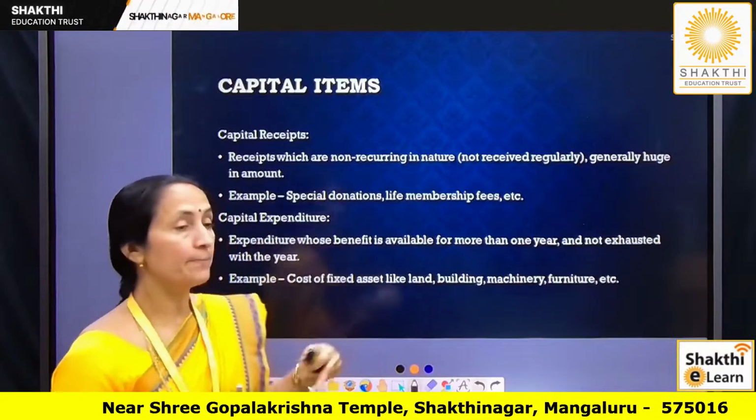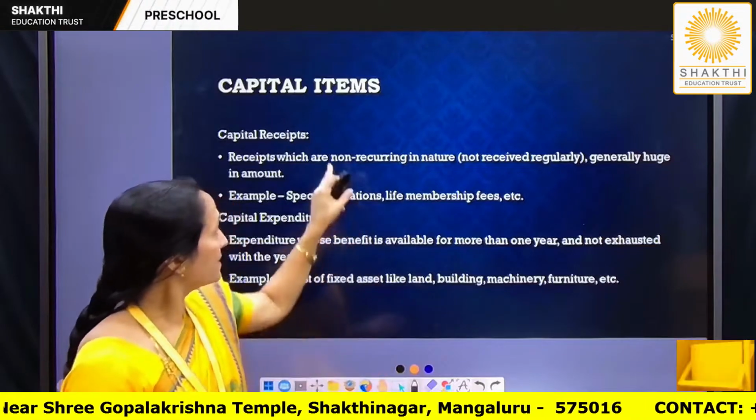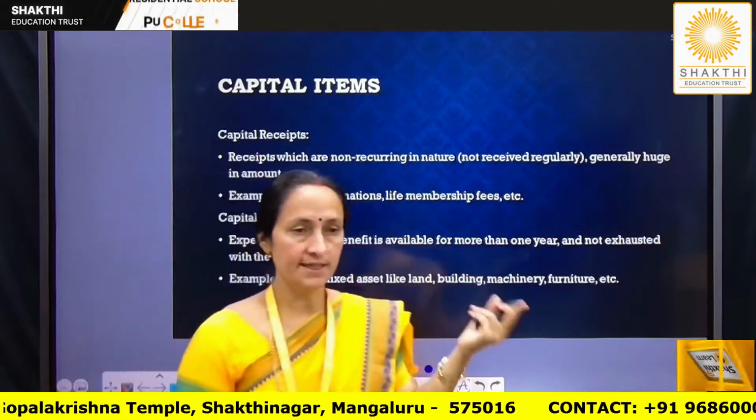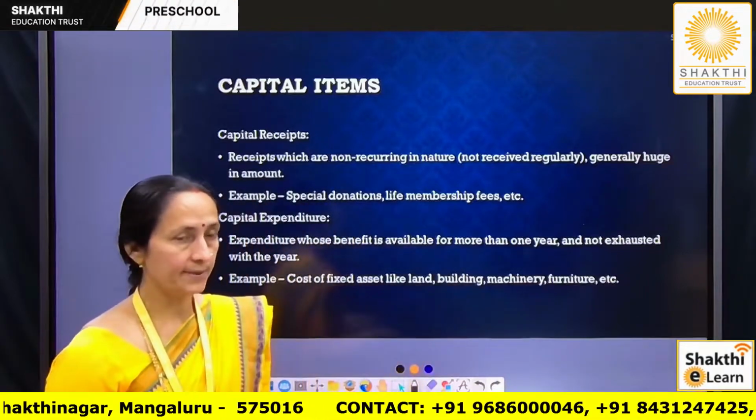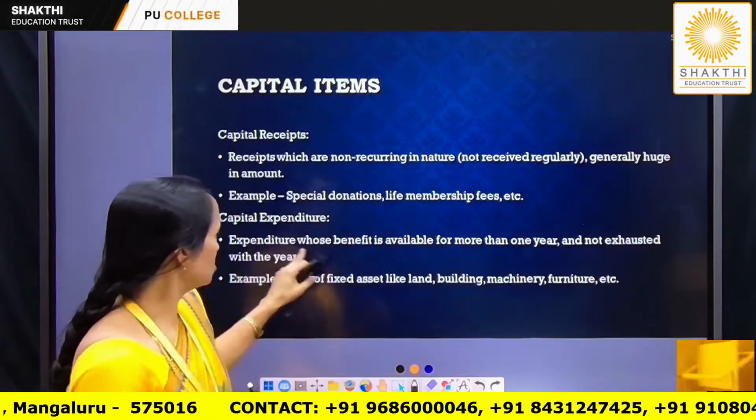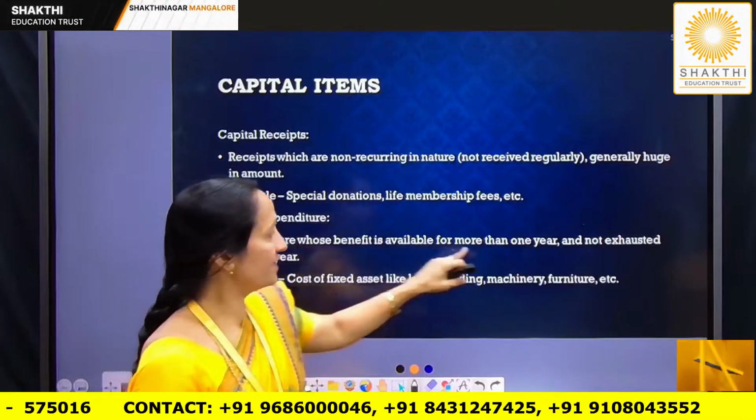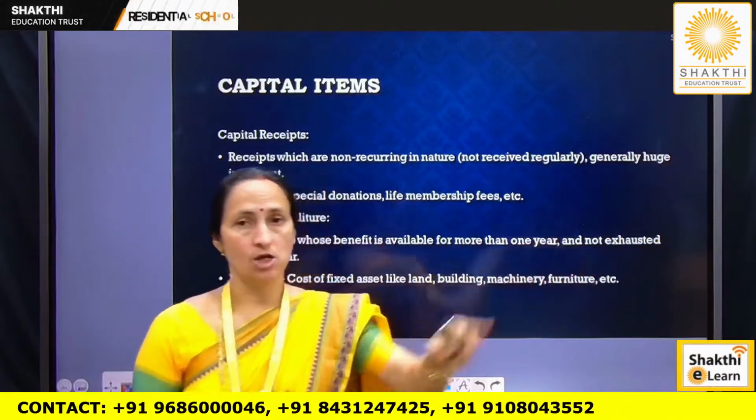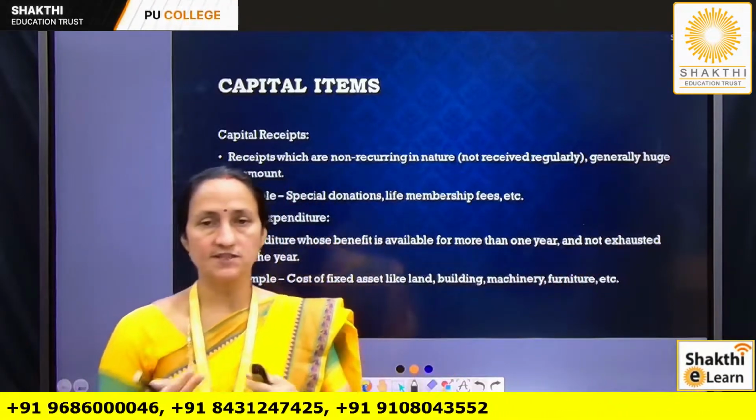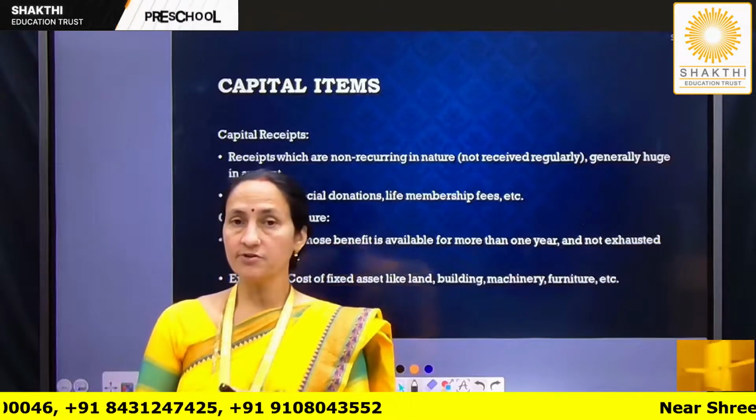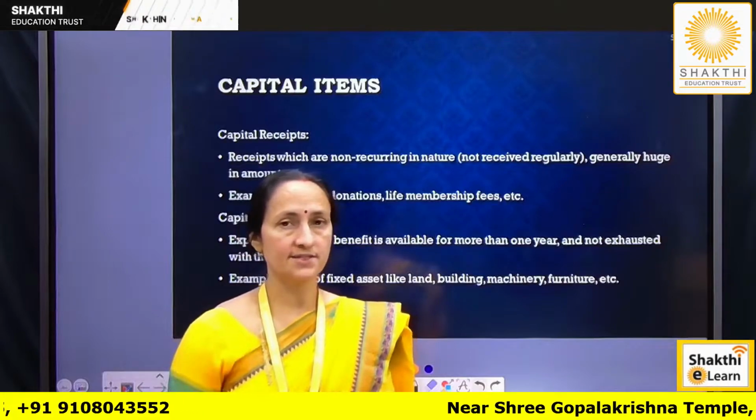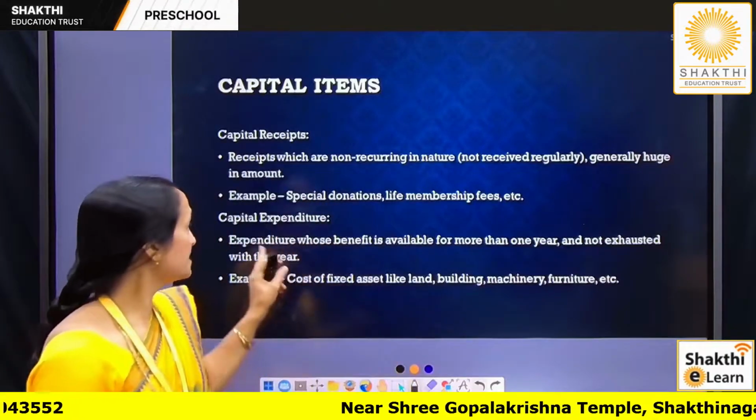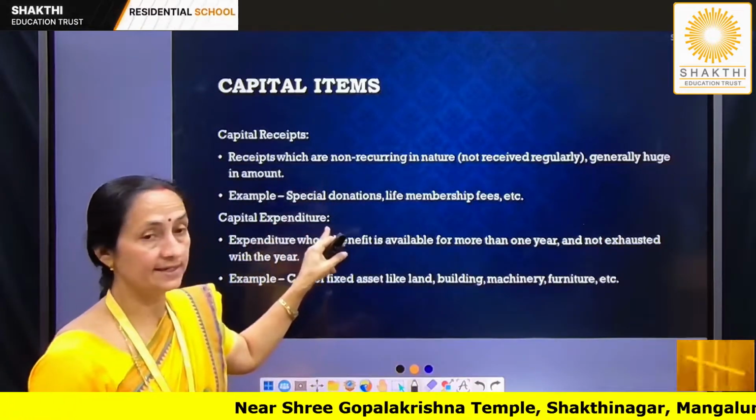Now, what is capital expenditure? Capital receipt will be shown on the liability side of the balance sheet, whereas capital expenditure is expenditure whose benefits are available for more than 1 year. You are purchasing furniture, you are investing in a bank. So the benefit you are getting is for more than 1 year. The items which are shown on the asset side of the balance sheet are known as capital expenditure.